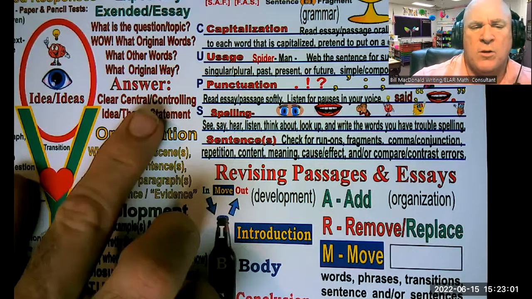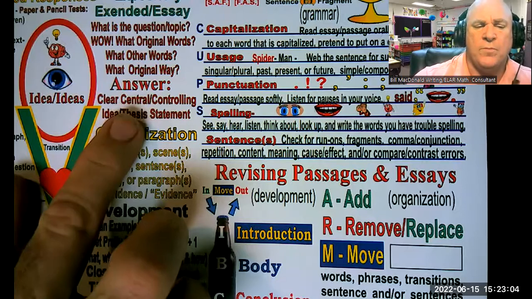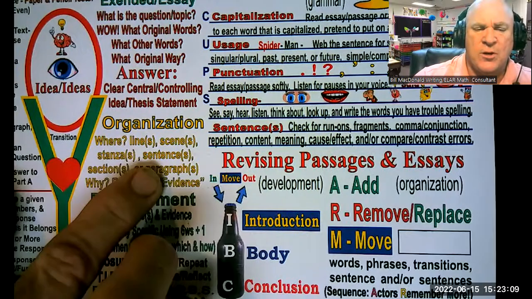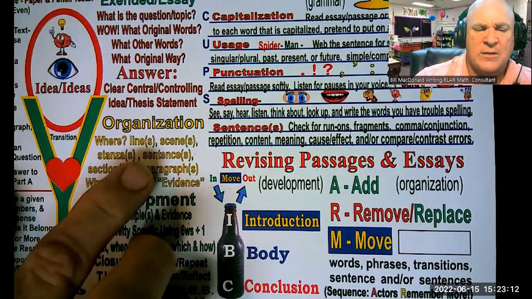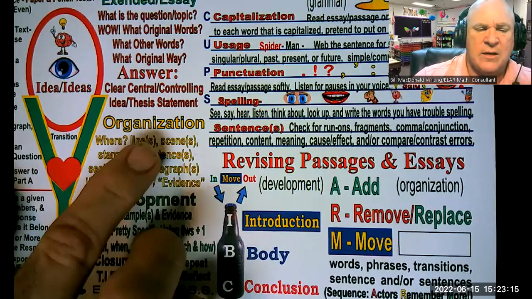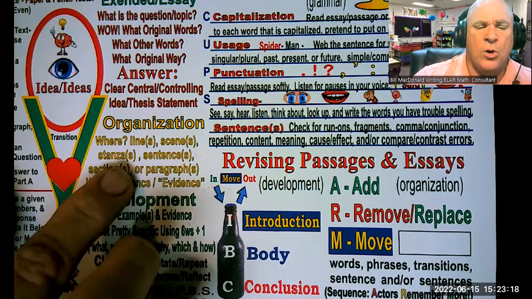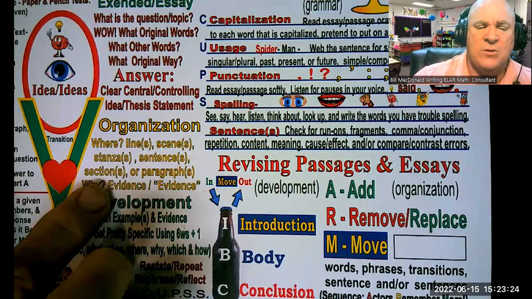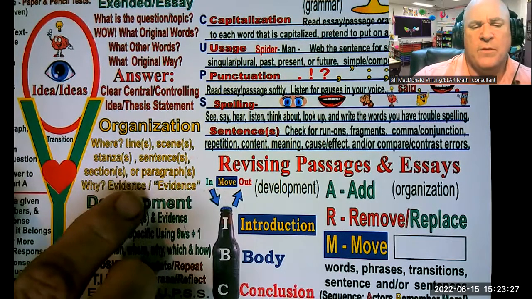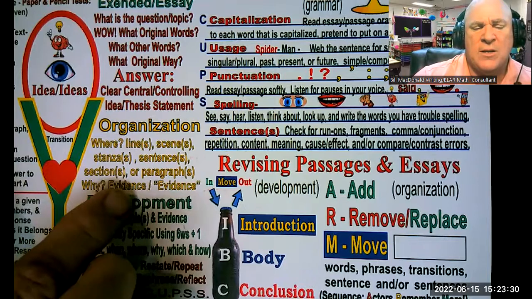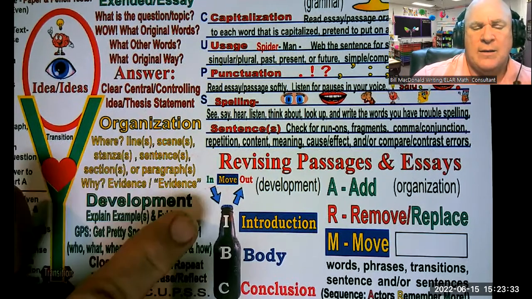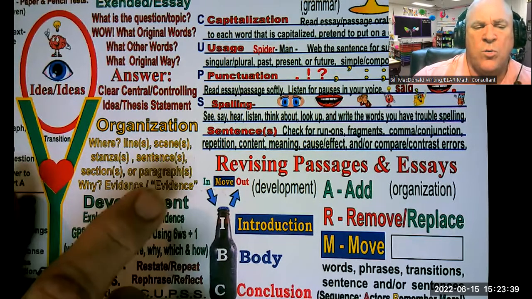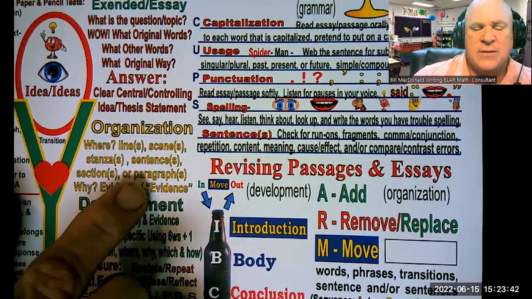But in order to turn what I would call this 1 into a 2, you have to show me where you got the answer in terms of the line or lines, scene or scenes, stanza or stanzas, sentence or sentences, section or sections, paragraph or paragraphs, or why using the evidence. Why is it the answer using evidence? Or you can tell me why it's the answer putting the evidence in quotations. They don't really care how you do it, as long as you do it one of these ways. They just want to know why you chose your controlling ideas and central idea thesis.